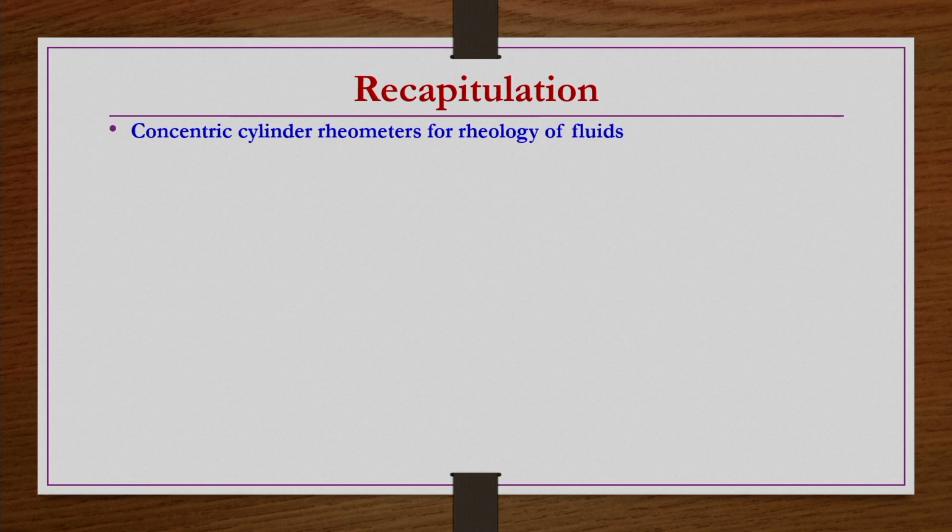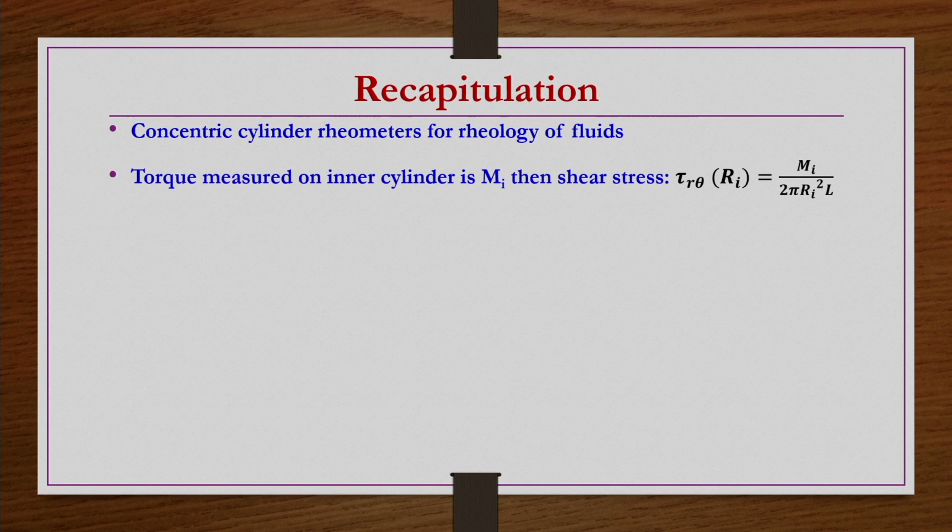When you use the concentric cylinder rheometer for measuring the rheology of a fluid, the shear stress can be measured using the torque. If you know the torque, you can calculate the shear stress easily by Mi divided by 2 pi Ri square L, where Mi is the torque and Ri is the radius of the inner cylinder. You use this equation when the torque is measured on the inner cylinder. L is the height of the cylinder.